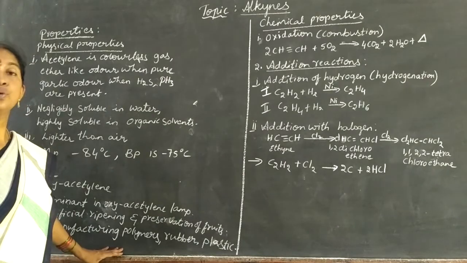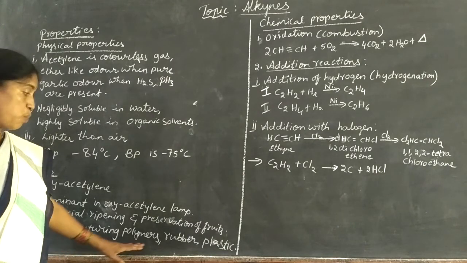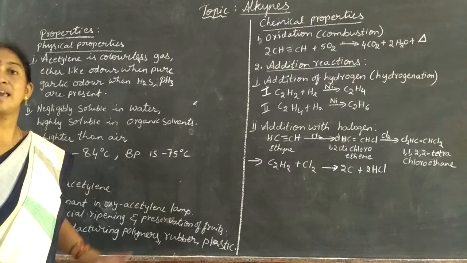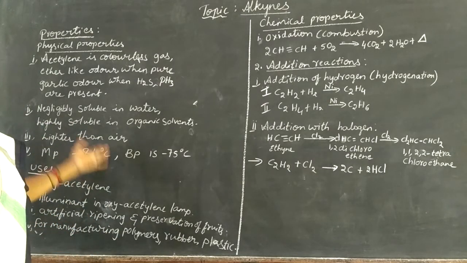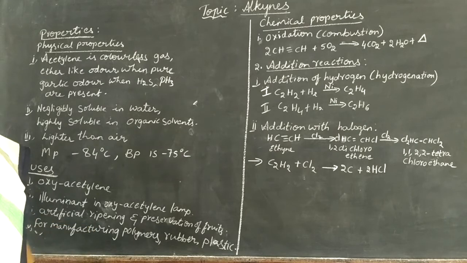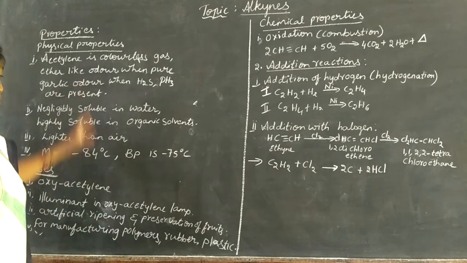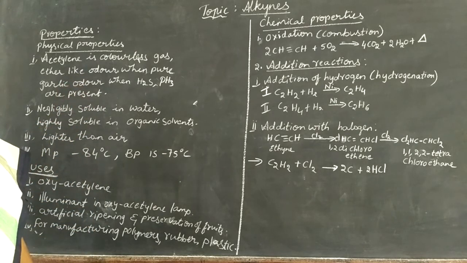And it is also used in the manufacturing of polymers, rubbers, plastics, acetic acid, and oxalic acid. Ethyne is used in all these for manufacture. These are the physical properties and uses of ethyne.